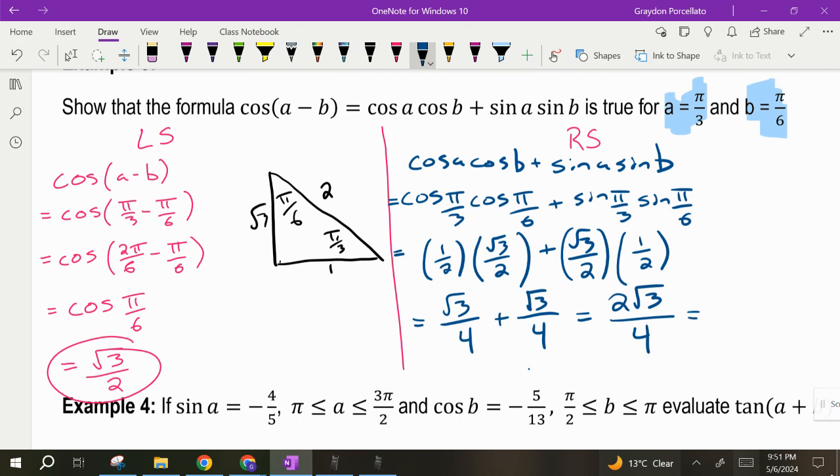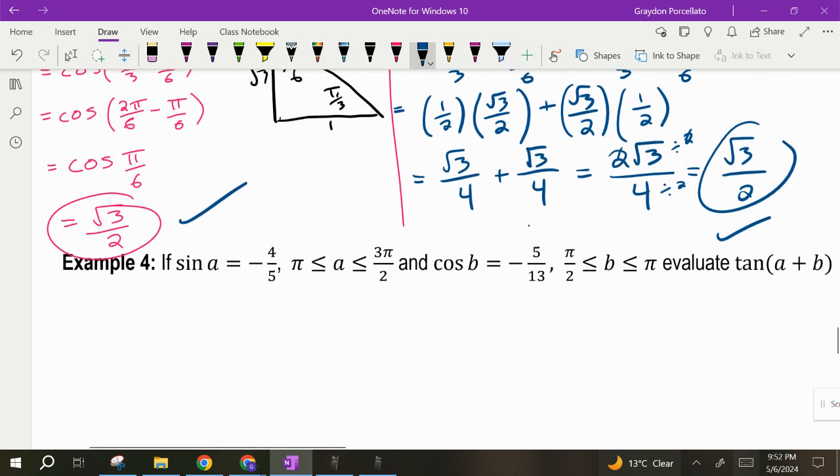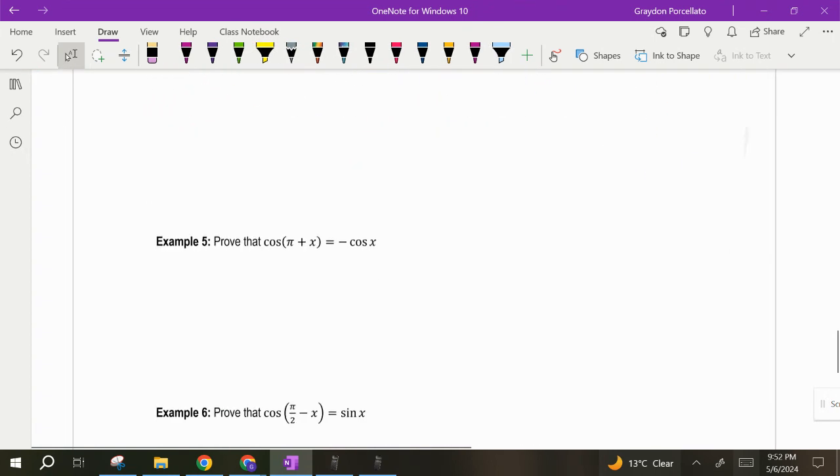And if I reduce this fraction, let's say I divide the top by 2 and I divide the bottom by 2, I get root 3 over 2. Those two cancel out. And look at that, they're the same thing. So left side equals right side, or right side equals left side, depending on the way you're looking at that.